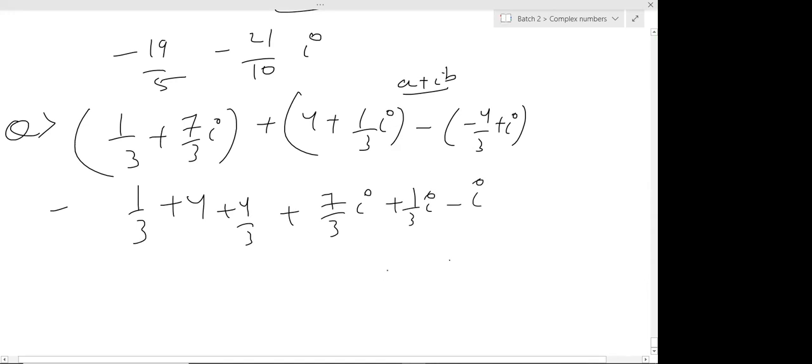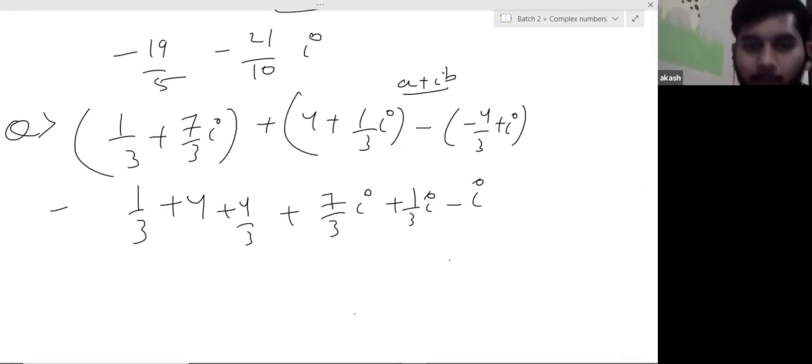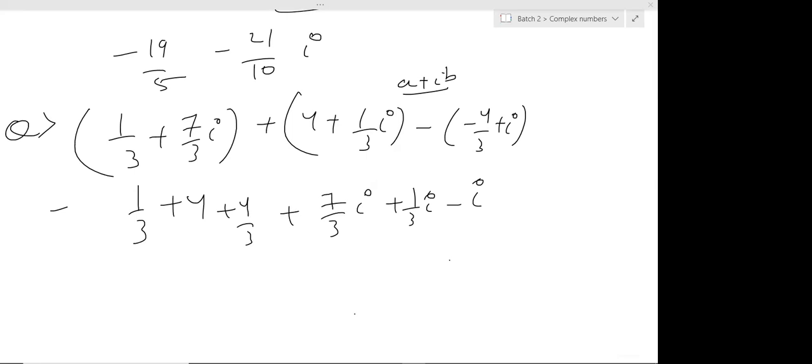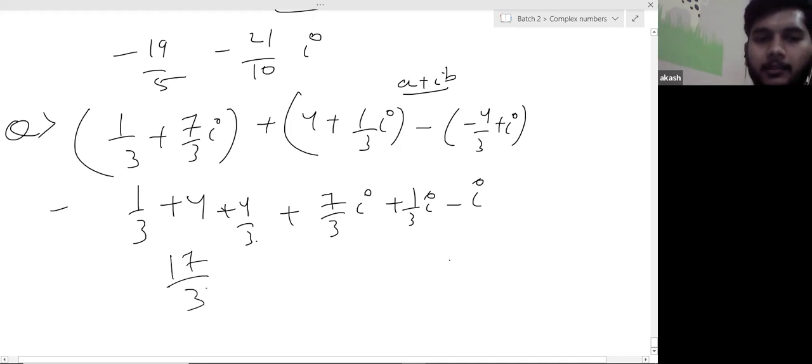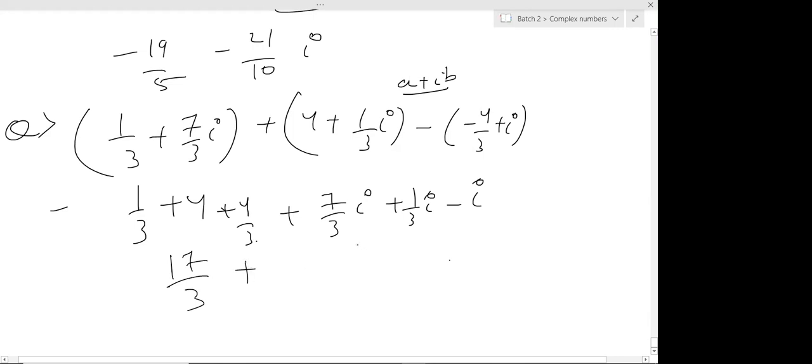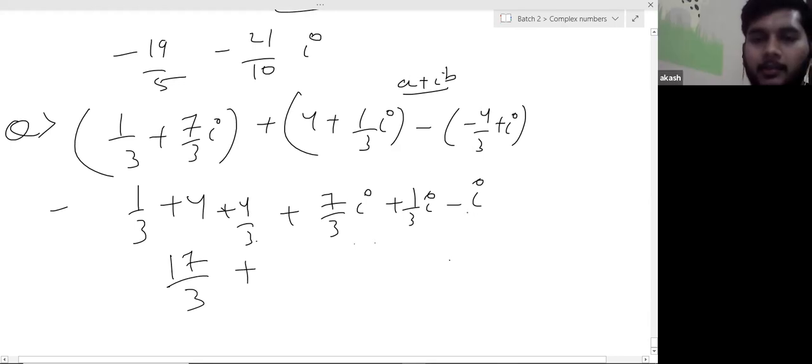Yes, sir. And rest of you, Alvia, Mazia, Akash, right? Okay. So add this. This is 1 upon 3, 4 upon 3 is 5 upon 3 and plus 4. So 12 plus 5, 17 upon 3. Doubts? No, sir. And this is 8 upon 3 and minus 1. So 5 upon 3.